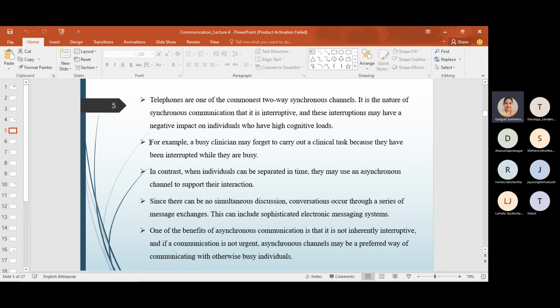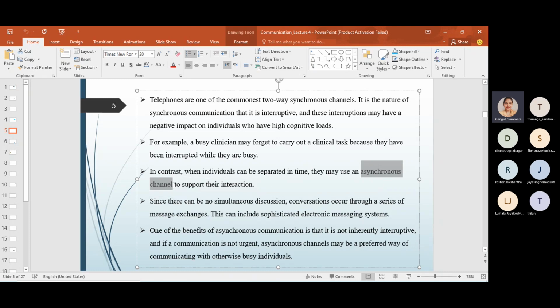Okay, so that's why I told you these synchronous communication interruptions can affect some individuals negatively. ගොඩක් වෙලාවට busy individuals ලව තමයි මේ විදිහට synchronous communication methods වලින් affect වෙන්නේ. Okay, and then I told you that there is another type of communication, asynchronous communication. Okay, so asynchronous communication is when both the parties communicate but not at the same time.